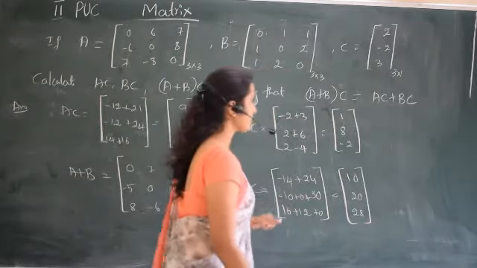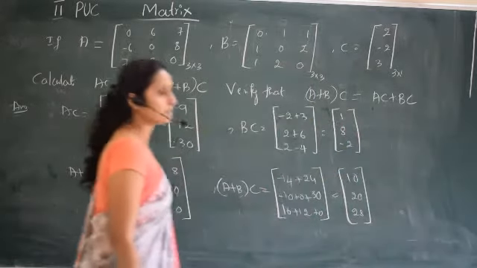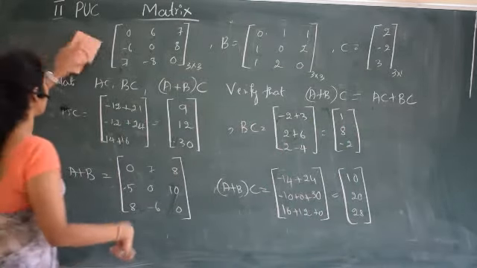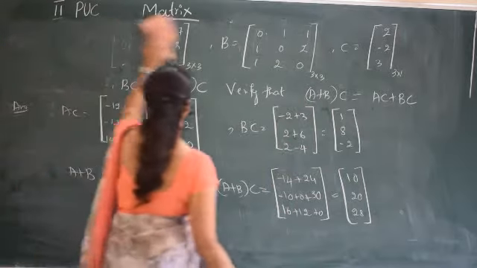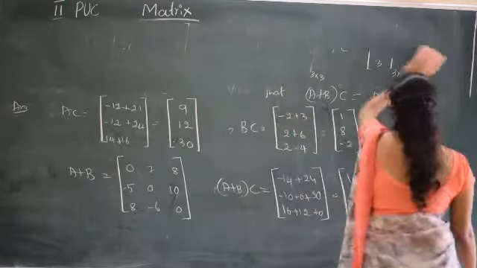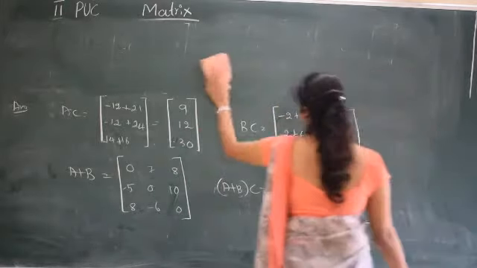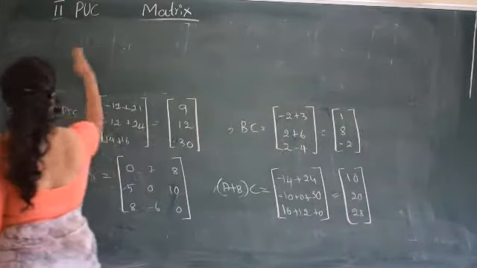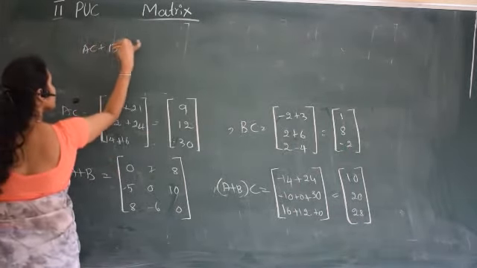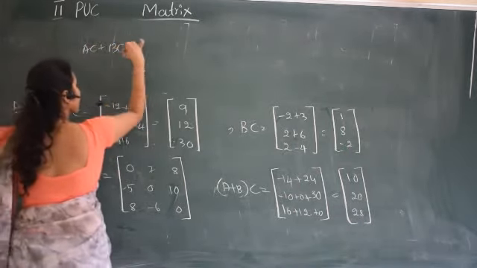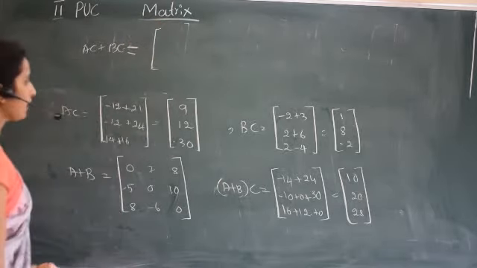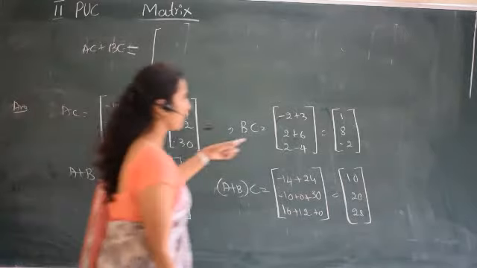We got this answer, and to verify AC plus BC, now we have to calculate what is AC plus BC. So AC and BC we have calculated. After all this we calculate what is AC plus BC. We have to add two matrices AC plus BC. AC is 9, 12, 30 and BC is 1, 8, minus 2.